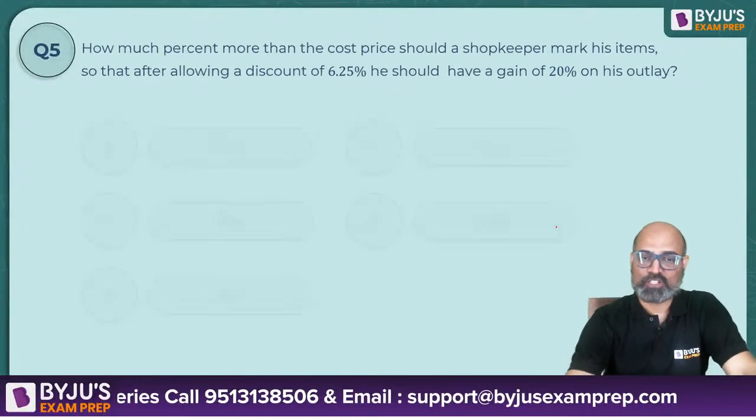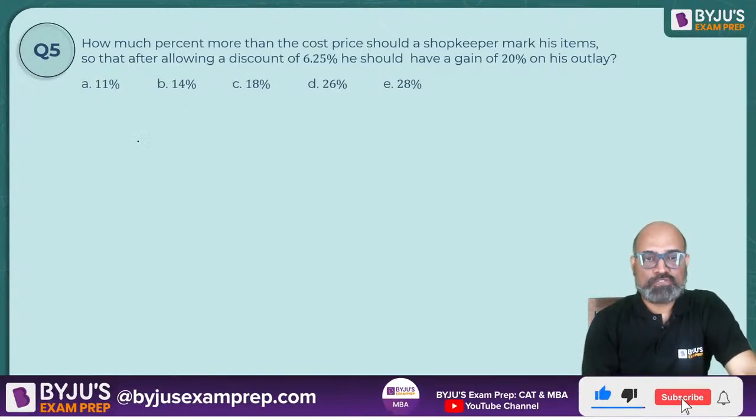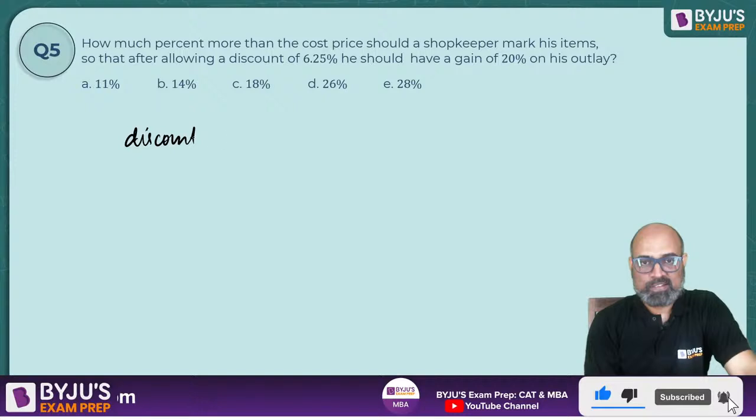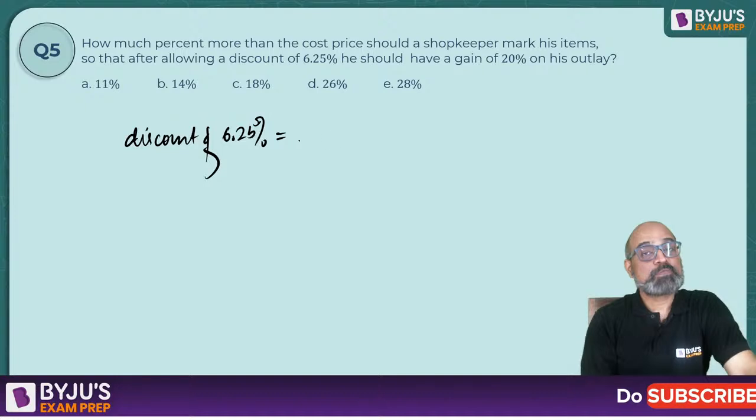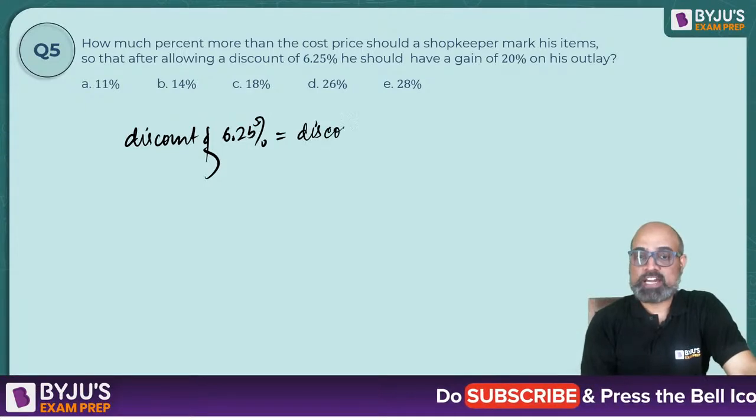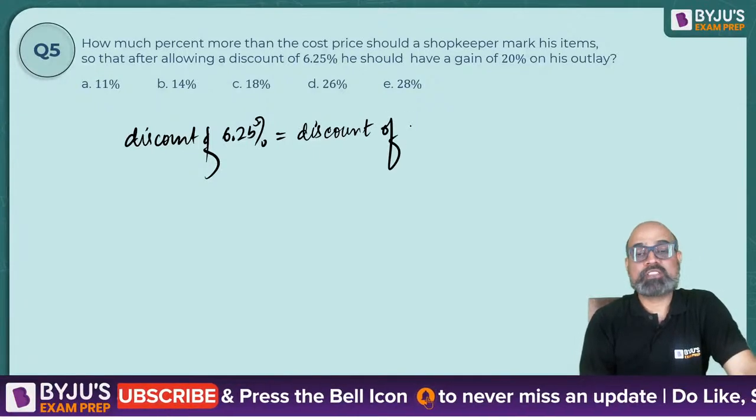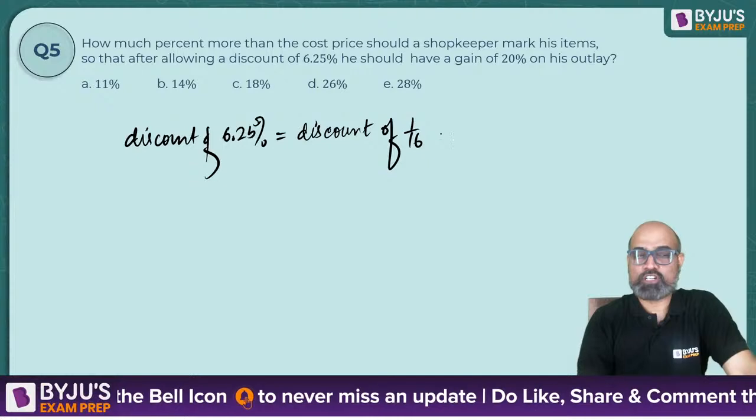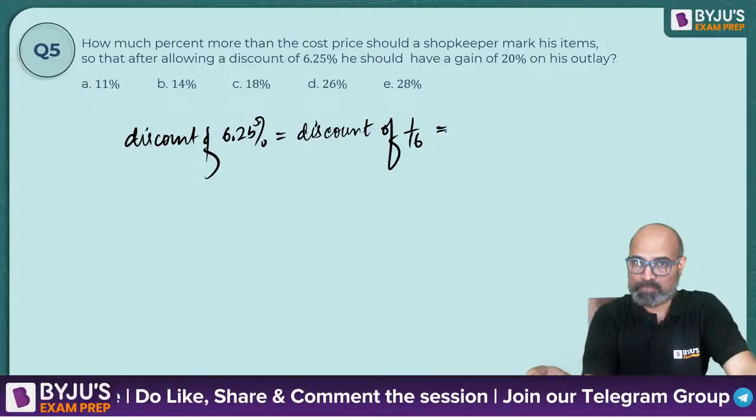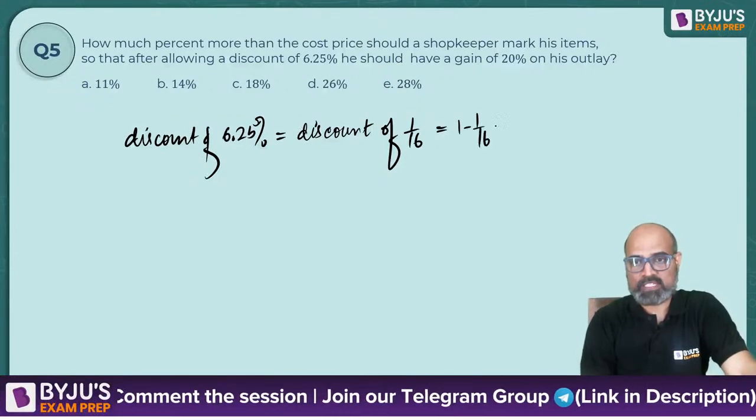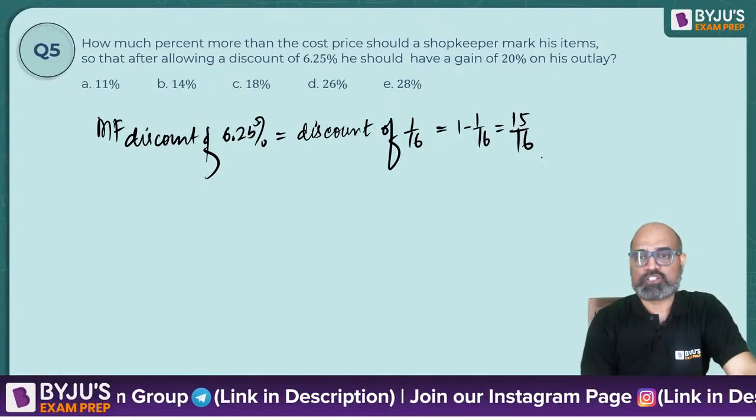So let's see what the actual answer is. So discount of 6.25%, right? What is 6.25% in fraction, because that's going to make it very quick for us. 6.25% is nothing but 1 by 16. And what is discount of 1 by 16? Remember, for discount we subtract from 1, 100% minus. So 1 minus 1 by 16, which is 15 by 16. So this is the multiplying factor that we just got.